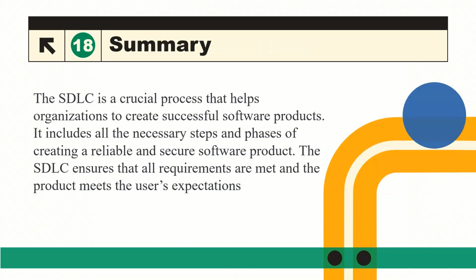Next. Summary. The SDLC is a crucial process that helps organizations to create successful software products. It includes all the necessary steps and phases of creating a reliable and secure software product. The SDLC ensures that all requirements are met and the product meets the user's expectations.